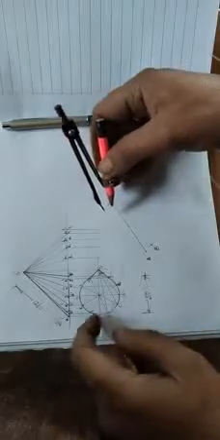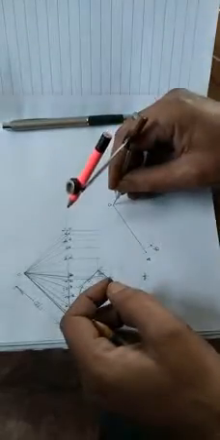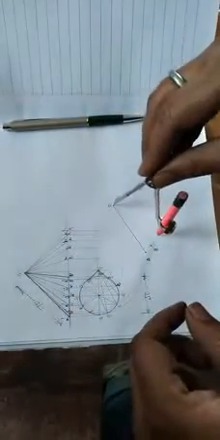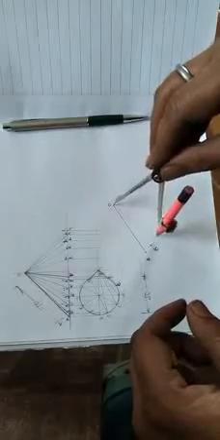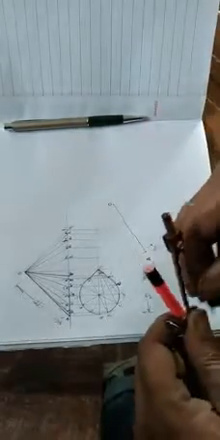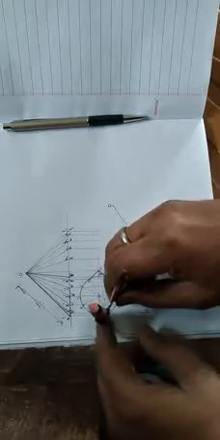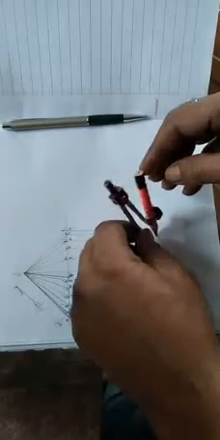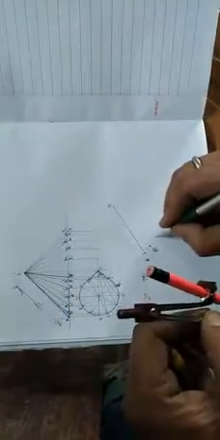Similarly, take the true length of OC. The true length of OC is this one. Understand? So from O, draw an arc here, and take the length BC from the top view. If we draw this, this is BC, which means we can get the point C also.